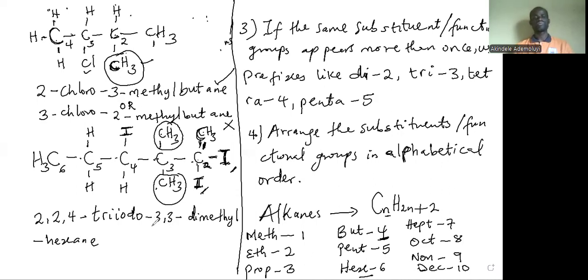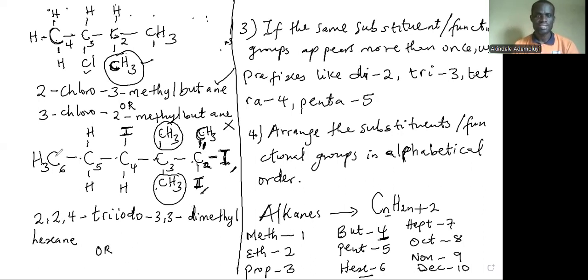Ethane. 2, 2, 4, triiodo, then 3, 3-dimethyl. Sorry, there's not supposed to be a dash here. 3, 3-dimethyl ethane.